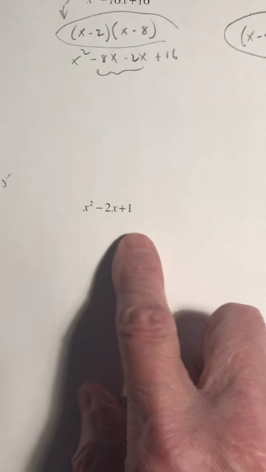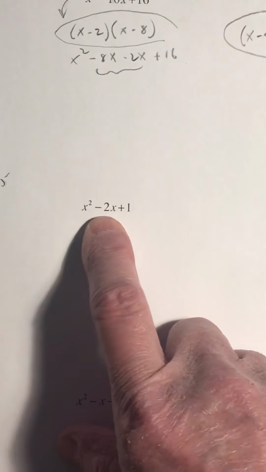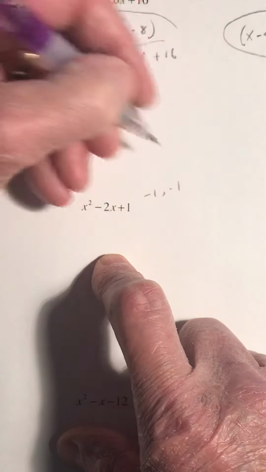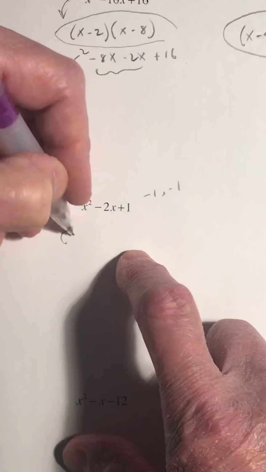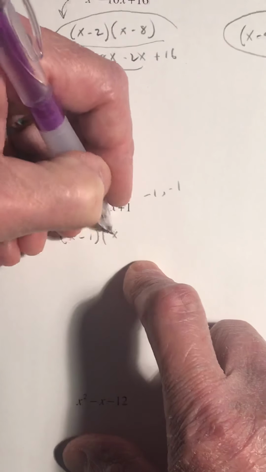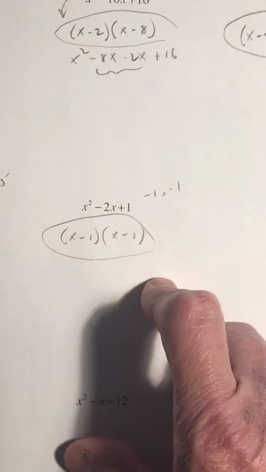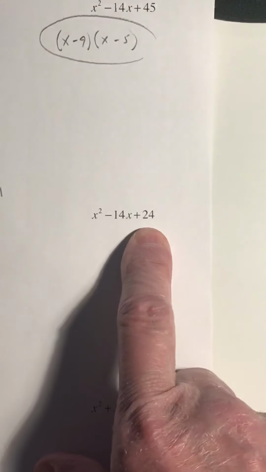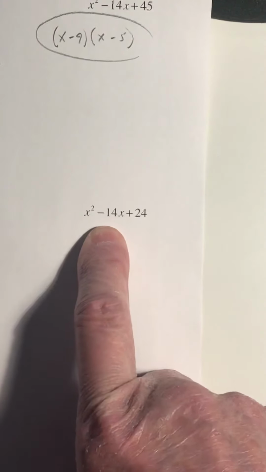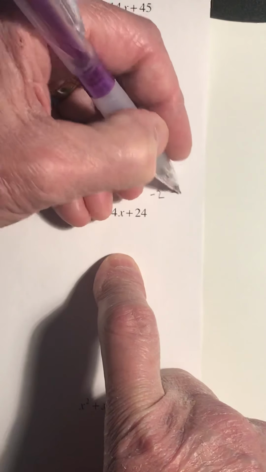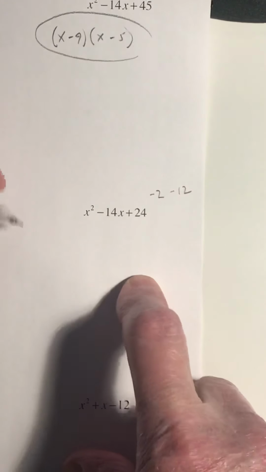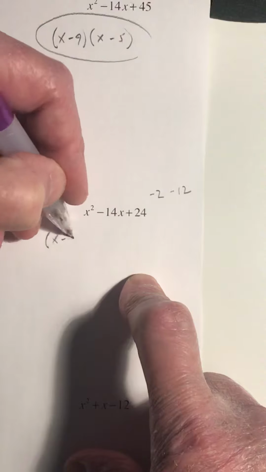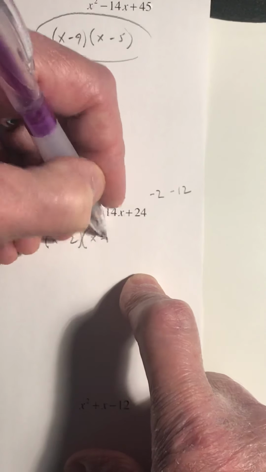And how about multiply out to plus 1 and add up to negative 2? How about a negative 1 and a negative 1? Those add up to negative 2, and those multiply out to plus 1. So we get x minus 1 actually appearing twice. Okay? 24, plus 24 and minus 14. Minus 2 and minus 12. See, those add up to minus 14 and multiply out to plus 24. So x minus 2, x minus 12.